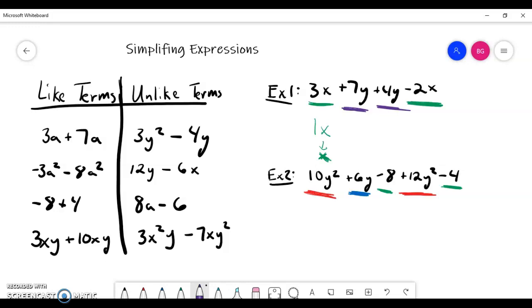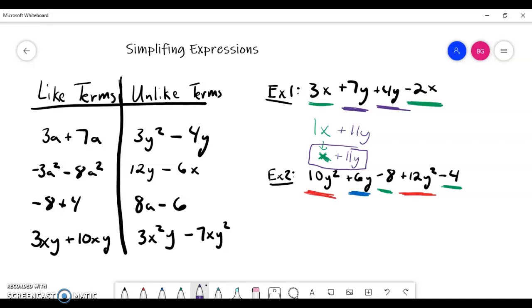So I'm going to have 1x plus 11y. And remember, the variable stays the same. Or, as we can write this, we can say x plus 11y. And that would be then our simplified expression for example number 1.